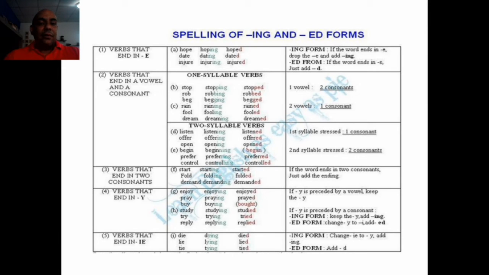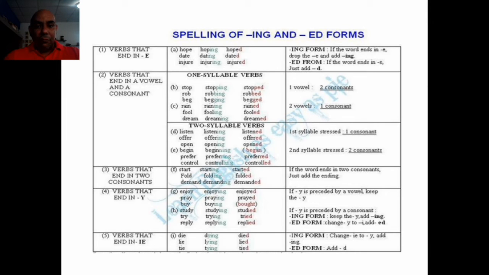And in that case, the last letter is P, so you need to double up the letter P. So stopping and stopped. Then you have rob, the same case, and beg. At the end, you need to double up the last letter, and you need to put the ing form or the ed form. Then in the other case, you have rain.